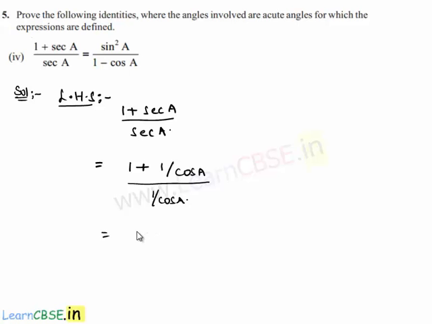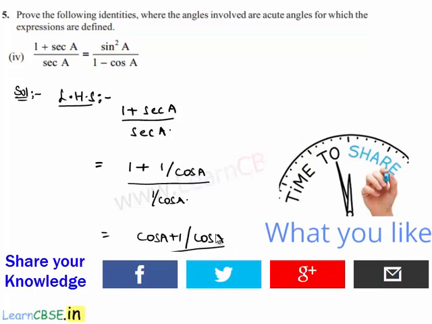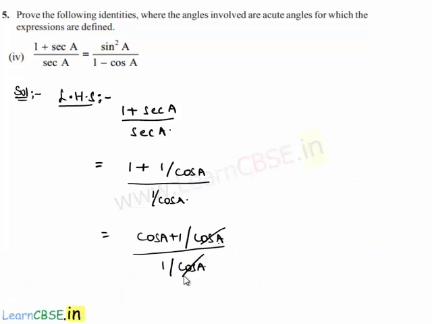which is equal to, let us take cos A as LCM in the numerator, then we get cos A plus 1 in the numerator divided by cos A, whole divided by 1 by cos A. Here the denominator of the numerator and the cos A in the numerator are common, so these two will be cancelled, and finally we are just left with cos A plus 1, which can be written as 1 plus cos A. So here the simplified form of left hand side is 1 plus cos A.